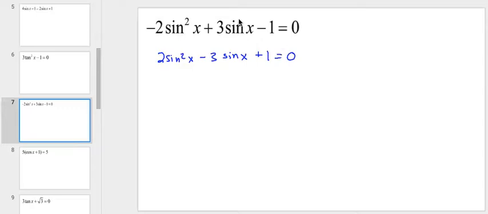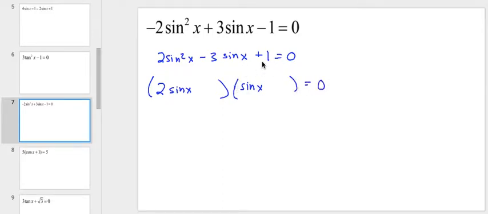Another way to think of what I've done here is you could just add the 2 sin squared x to this side, subtract the 3 sin x from both sides, and add 1 to both sides, and you'll end up with the exact same result. So now we're at the same situation we were earlier, where we have to factor a trinomial. And so when I break this into two binomials, the first part has to be 2 sin x times sin x to get to 2 sin squared x.